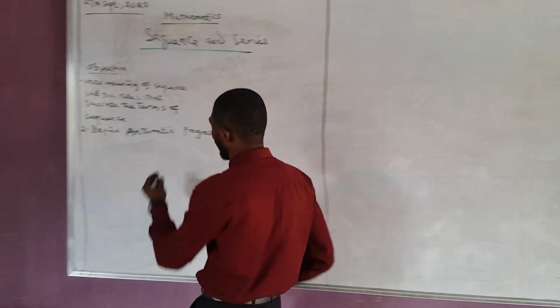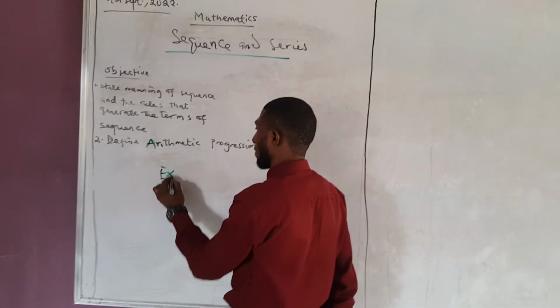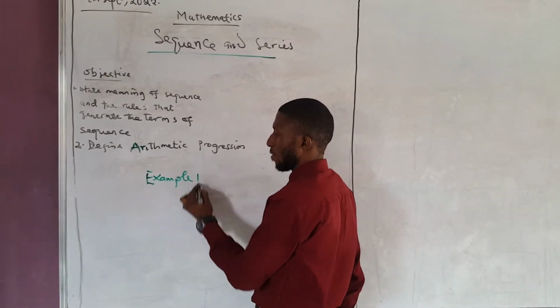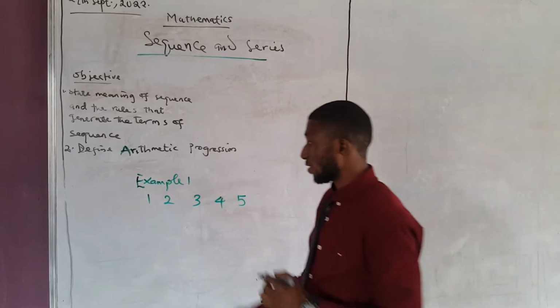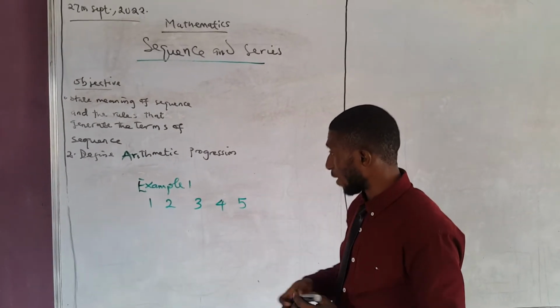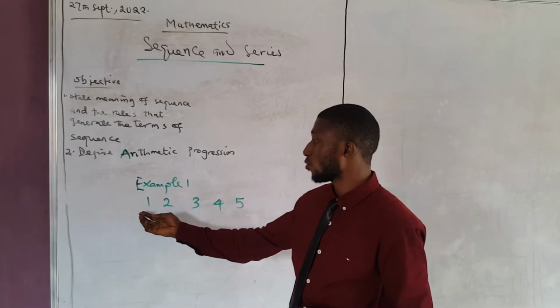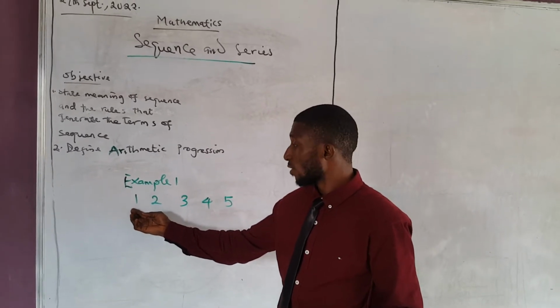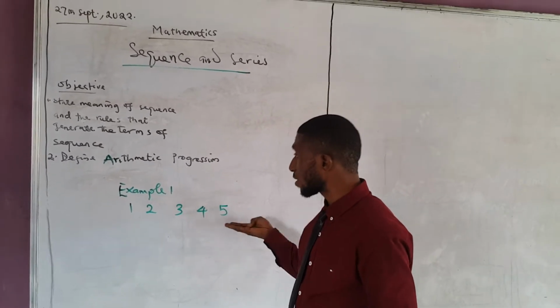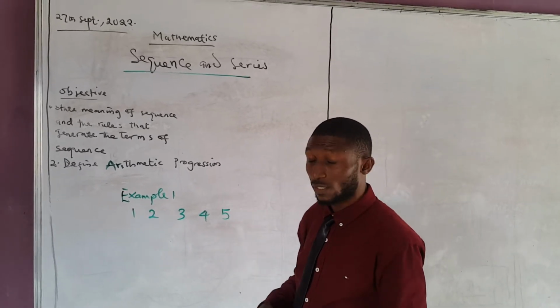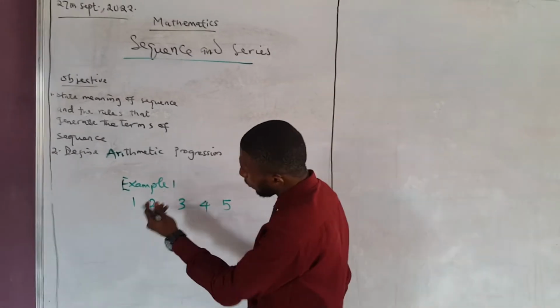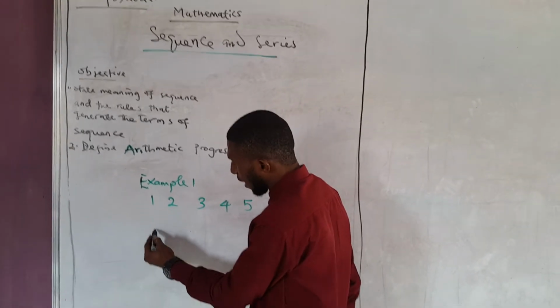Let's say we have, for example, 1, 2, 3, 4, 5. These numbers are our normal integers and they are occurring according to a certain rule. The rule that governs them is known as the rule of this sequence. Each member of this sequence is called a term. The rule governing this one is add 1.